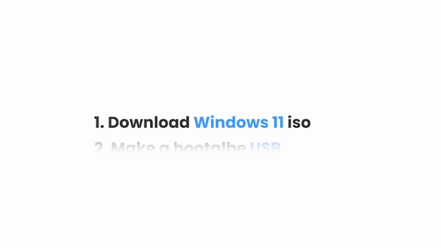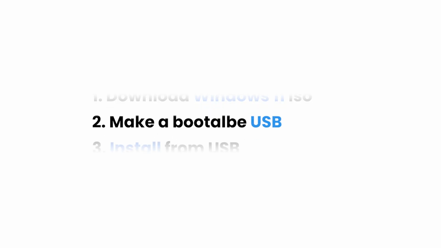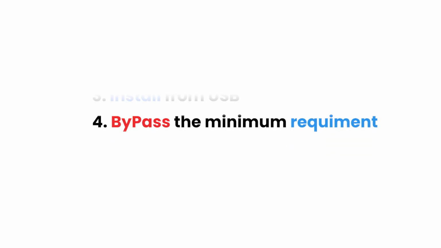Now if your PC doesn't meet the requirement or you want a clean installation, here's what we are going to do. Download the Windows 11 ISO image, put it in a USB drive, install it from USB and bypass the requirements if needed. And boom, you are done.